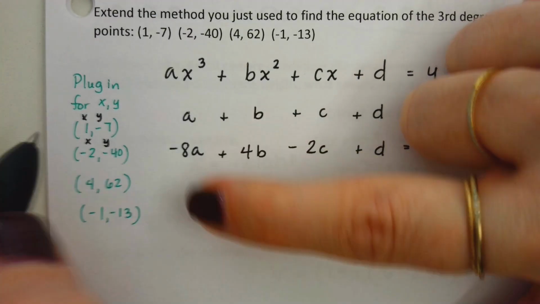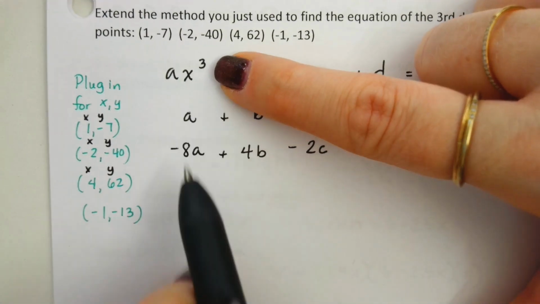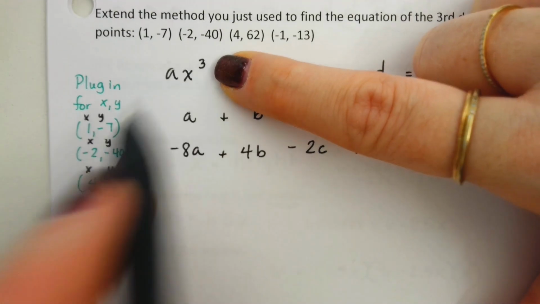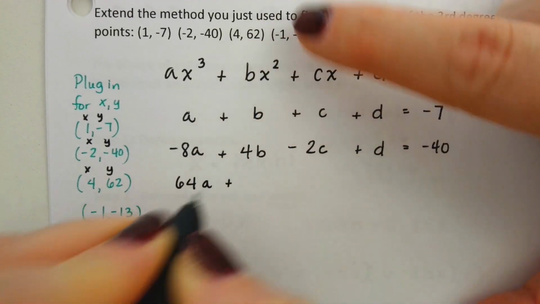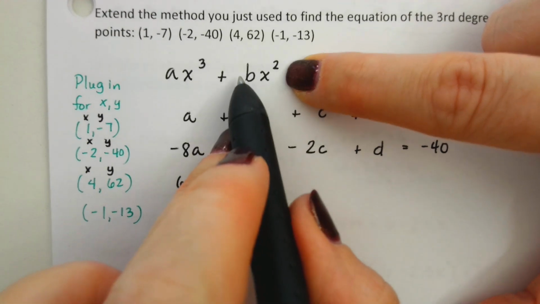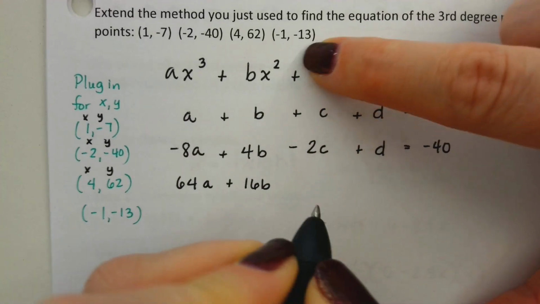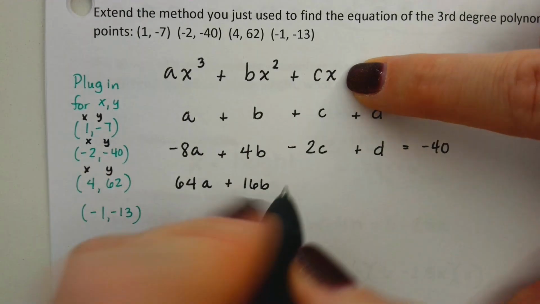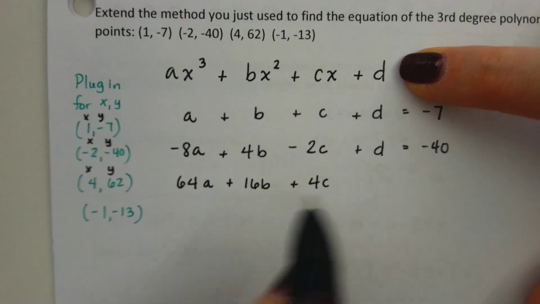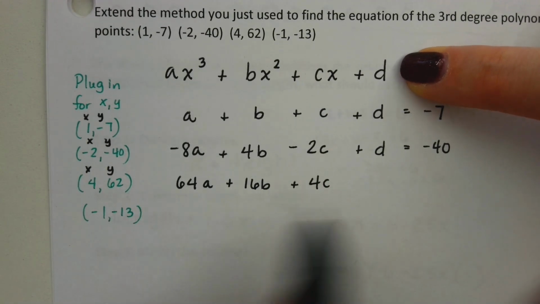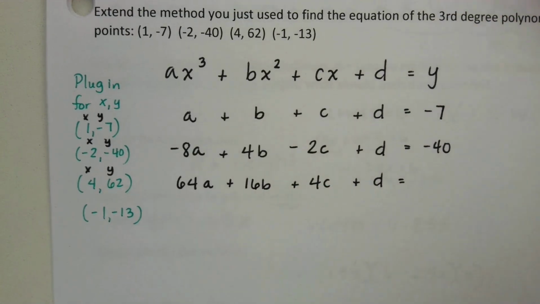Okay, plugging in 4 for the x, 62 for the y. What's 4 to the third power? 64. So 64a plus 4 squared times b, 16b. 4 times c is 4c. And then just a d equals what y?